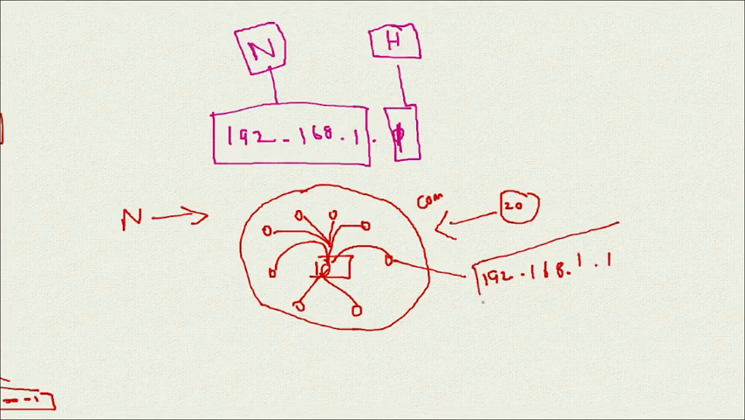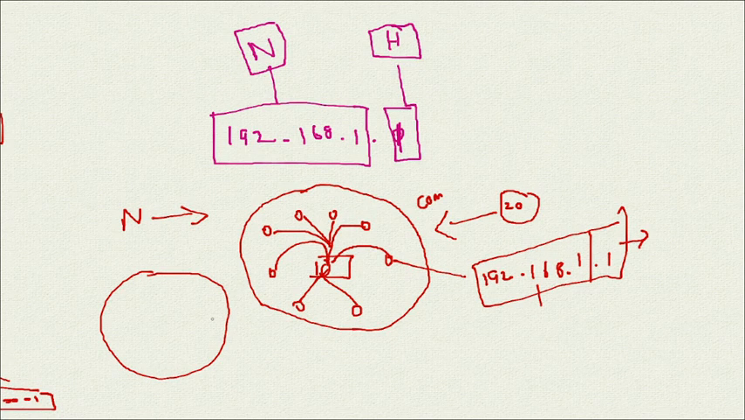192.168.1.1, this is an IP address. This is the network part. This network is not changing, only its host part is changing. If this network changes, it means it's another network. So this network, and that network.